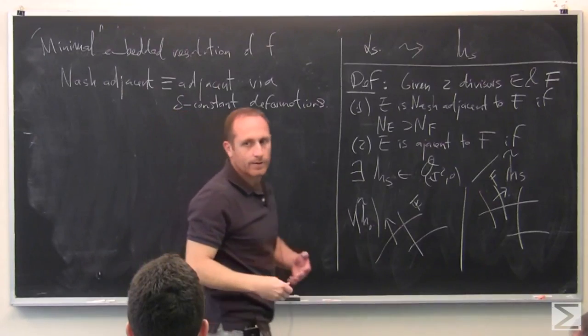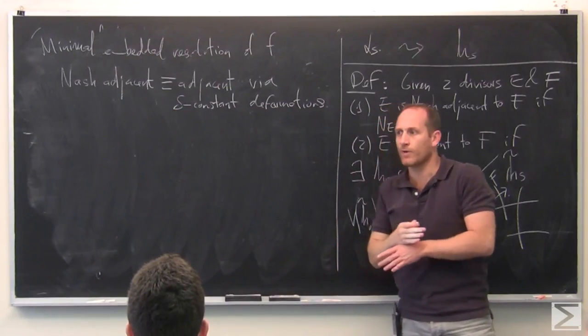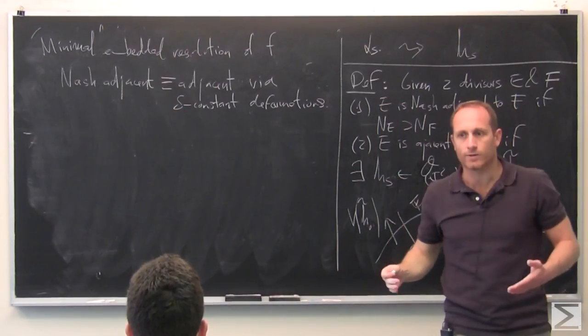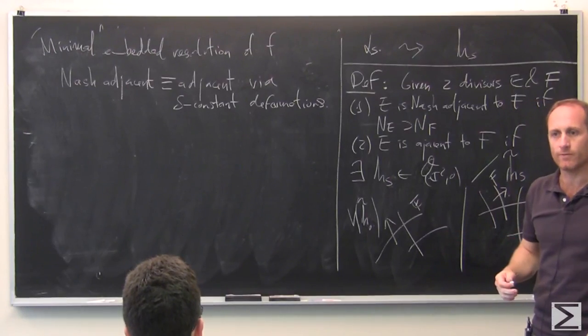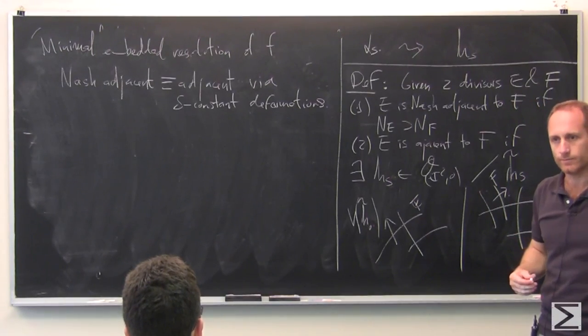Because if you have a family of plane curves, you know that you can parametrize in family if and only if it is delta constant.